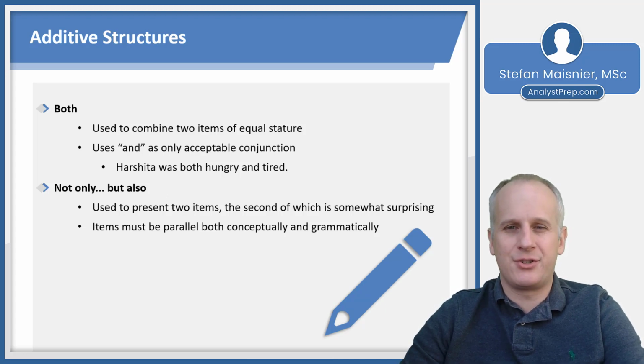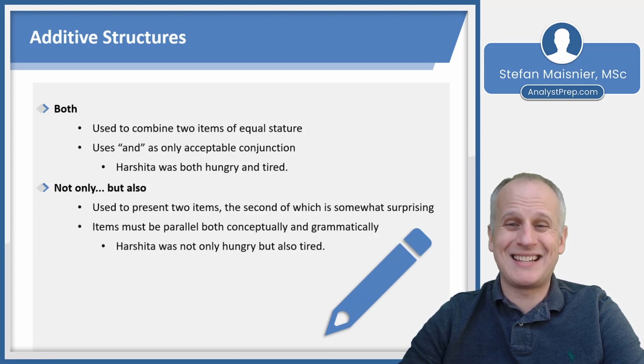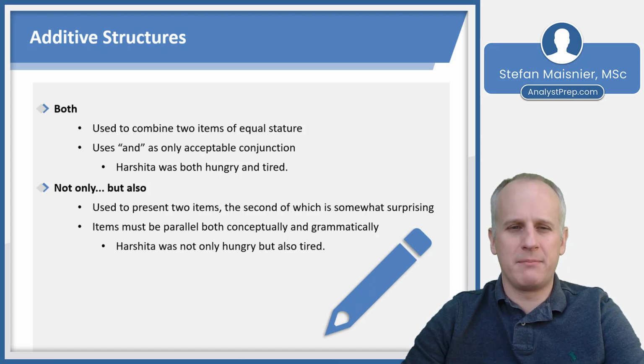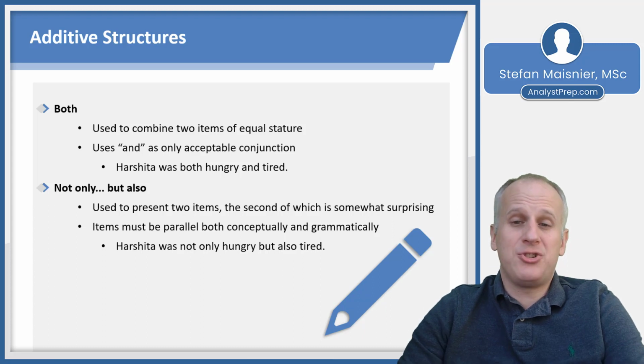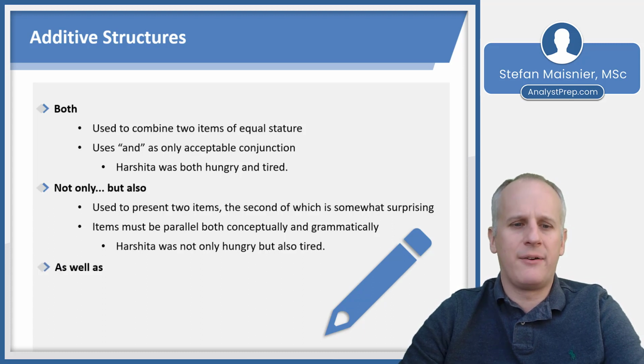All of these additive structures are technically miniature lists. And "Harshita was not only hungry but also tired" indicates that the tiredness is kind of excessive to the hunger. There's a slight difference in meaning by using "not only but also" as opposed to just "both this and that," but each creates an absolutely acceptable grammatical structure in English. Now, the one that gets a little bit tricky is when to use "as well as."